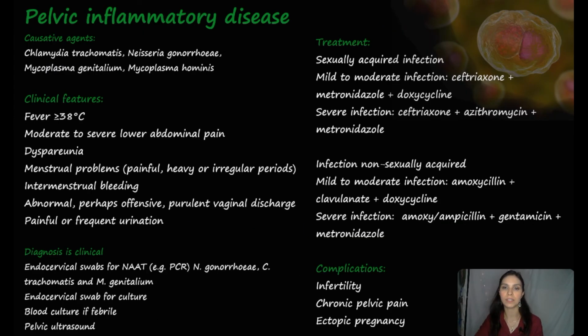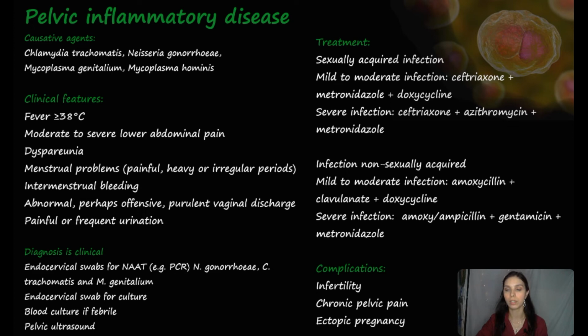The last one is pelvic inflammatory disease. It's an infection of the female reproductive system, which includes the womb, fallopian tubes, and ovaries. The causative agents are Chlamydia trachomatis, which is actually the most common one, Neisseria gonorrhoeae, Mycoplasma genitalium, and Mycoplasma hominis. Clinical features differ between acute and chronic PID.